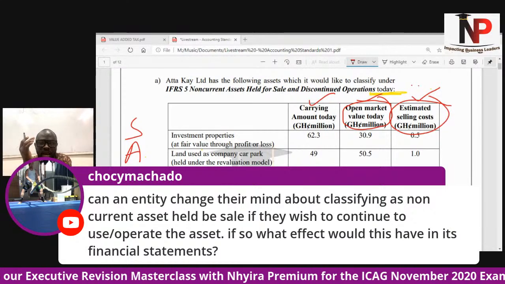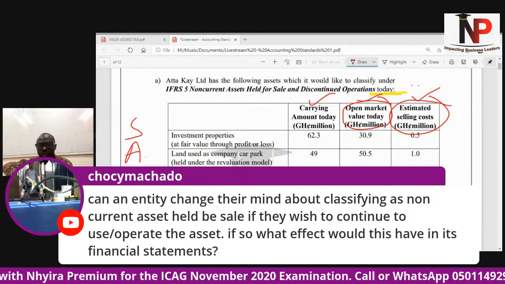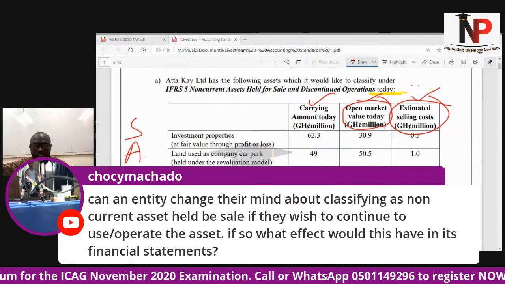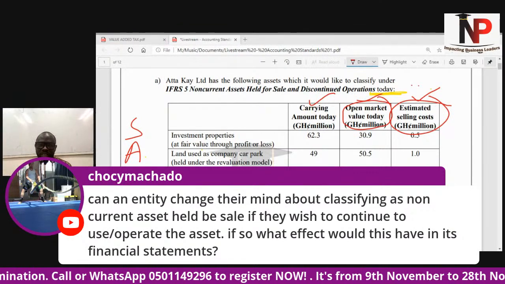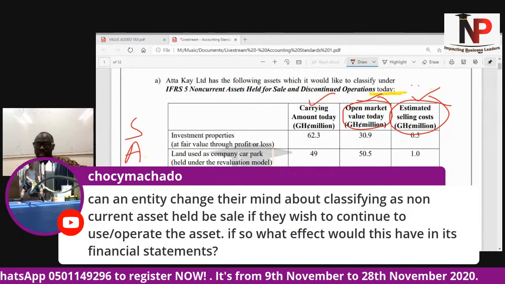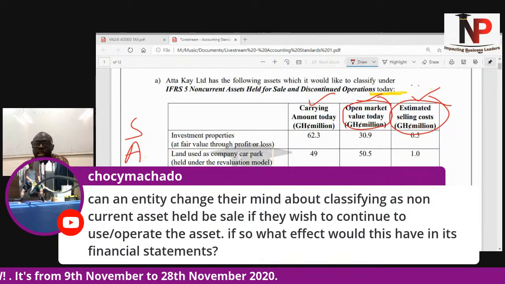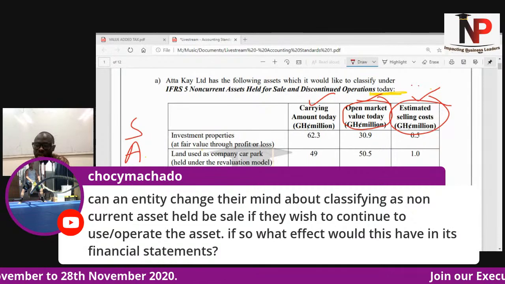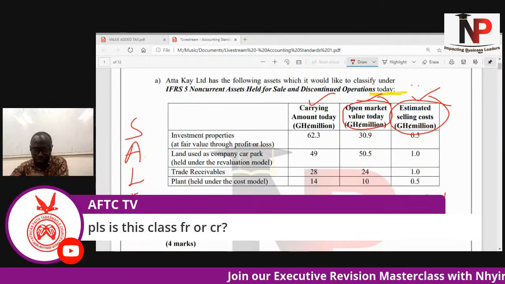What is going to happen is that as at the date that they are reversing from held for sale to using it under IAS 16, we'll just look at the fair value of the asset, and then we'll carry it at that value on subsequent measurements. That is all in that case. So it doesn't affect them that much.